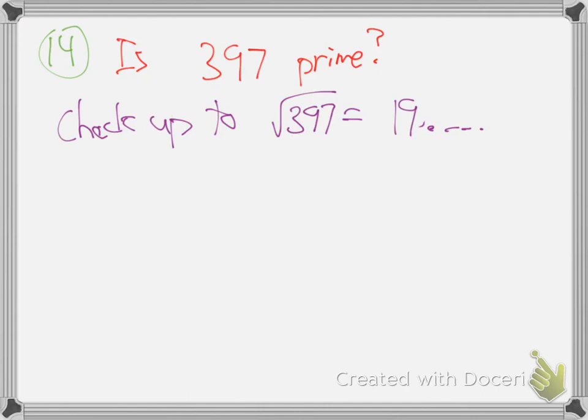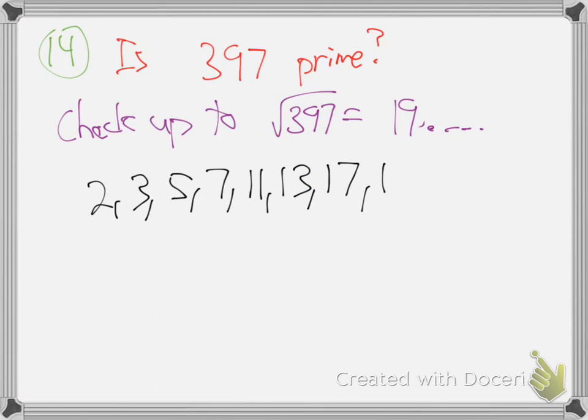Is that what the square root of 397 is? Somebody have it in their calculator? 19 point something? So we just have to go up to 19. That means you have to check 2, 3, 5, 7, 11, 13, 17, and 19. Just check those on your calculator. Try dividing into 397. If none of those go in, it's prime. If any one of those goes in, it's obviously not prime. Something else divides it.